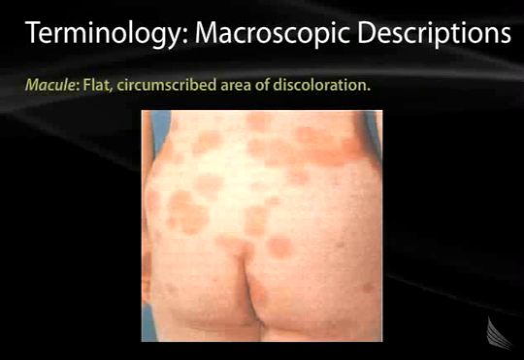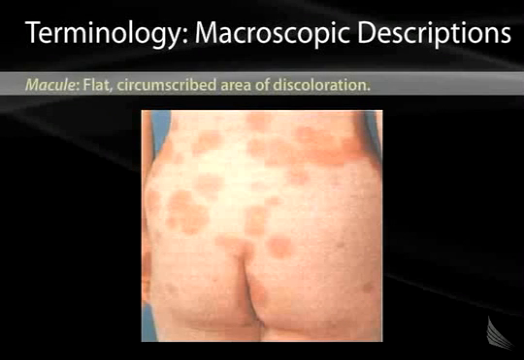Our first macroscopic descriptor is macule, which refers to a flat, circumscribed discoloration on the skin. If you can close your eyes, rub your hand over it, and not feel it, it is a macule. If you could close your eyes and feel it, it is not a macule.